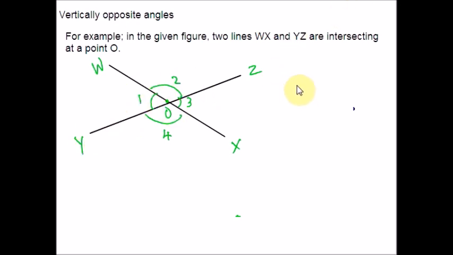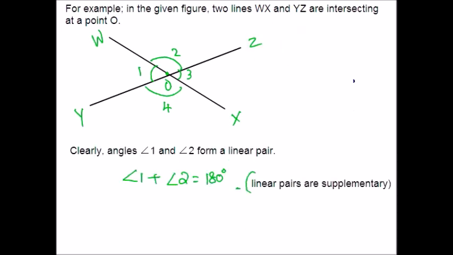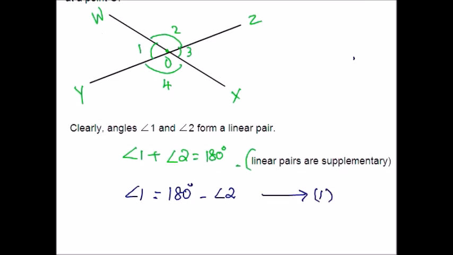The linear pairs add up to give 180 degrees because the linear pairs are supplementary. Am I right? So let me write an equation using this concept. If you subtract angle 2 from both sides, we'll be getting angle 1 equals 180 degrees minus angle 2. Let this be equation number 1. Please look at the figure. We can find another linear pair.